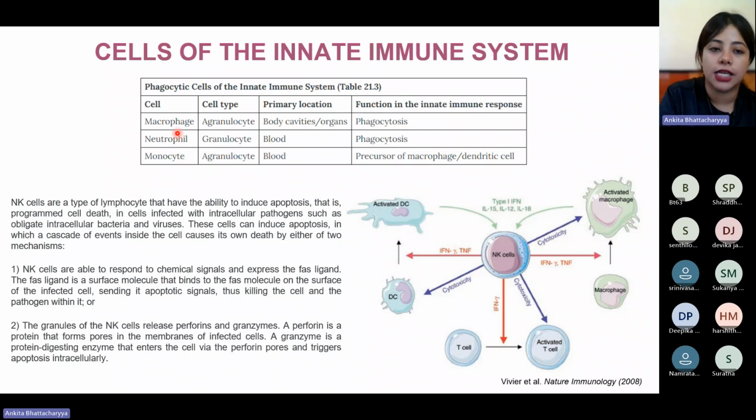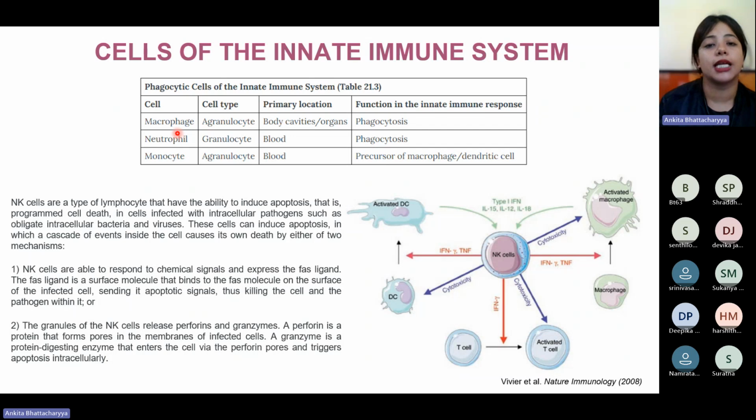So blood monocytes, when cells are circulating within blood, or when they're in circulation, they are monocytes. But when immune defense mechanisms have been triggered, then they differentiate and they become macrophages, and they are able to enter into tissues. So both these cells are phagocytic in nature. The cell type is agranulocyte, which means that if you observe them under the microscope, they do not have granules present within them. That is how they are classified as granulocyte and agranulocyte.